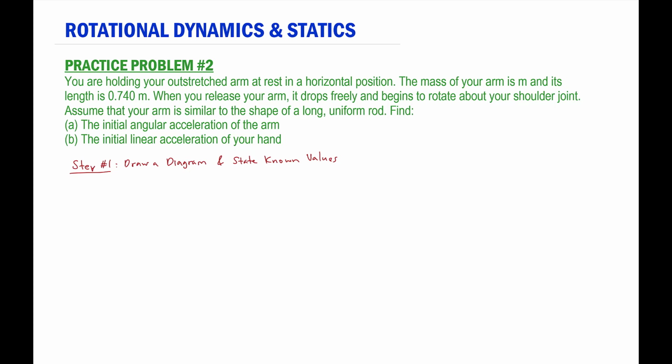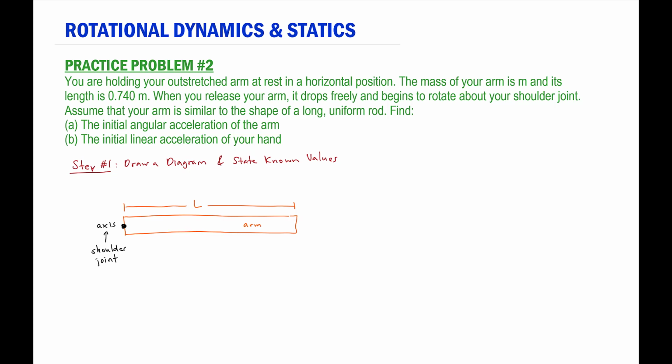So let's first draw our arm, which specifically is a uniform rod of length L. So that's our arm, and it is a length of L. The other thing we know is that the axis of rotation is at the shoulder joint, so we'll assume that the shoulder joint is right here, and we'll call this the axis. And we might as well label this as the shoulder joint.